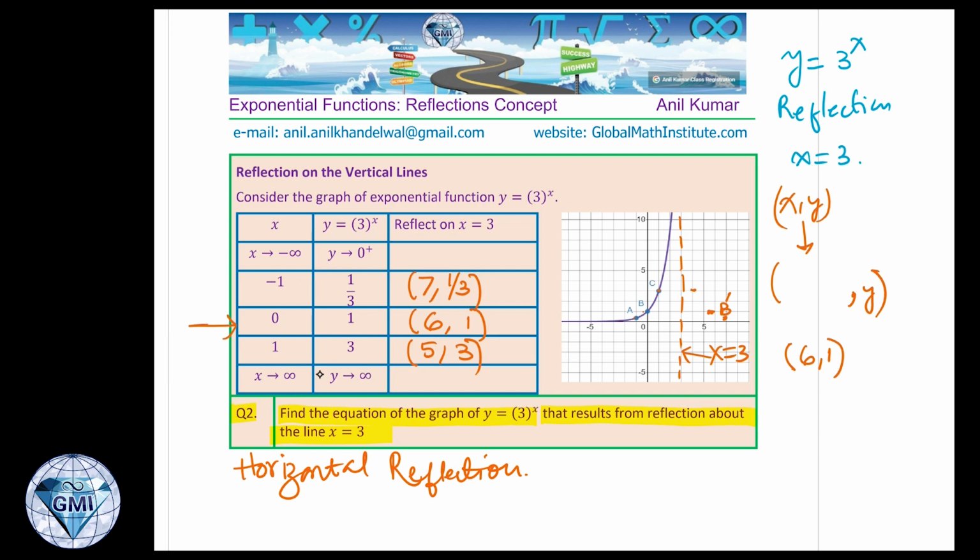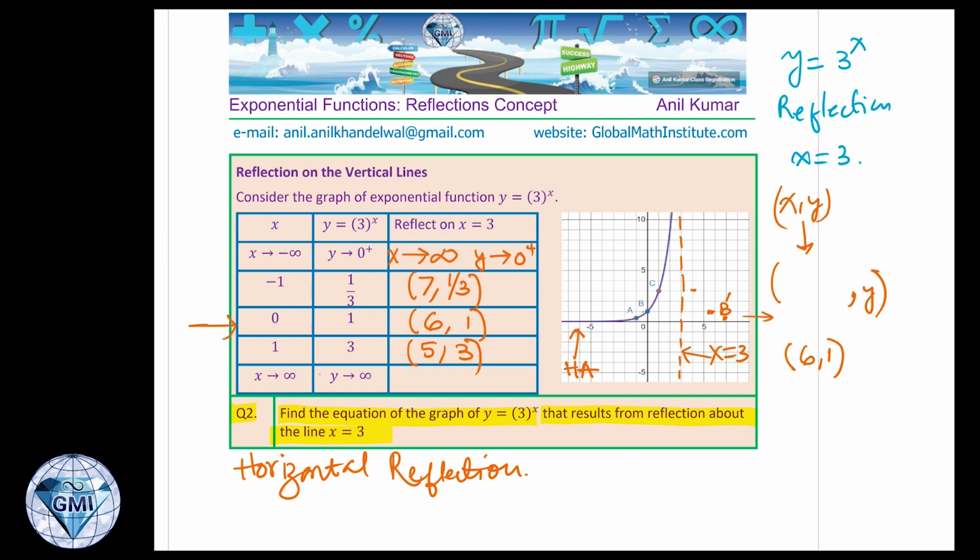Now, let's look into the horizontal asymptote. As far as the horizontal asymptote is concerned, when x approaches negative infinity, y approaches 0 for 3 to the power of x. What will happen after reflection? Well, minus becomes plus infinity, right? So when x approaches positive infinity, in that case, y approaches 0 plus, the y value being exactly similar. So that part will be going like this. Is that clear to you? Right?